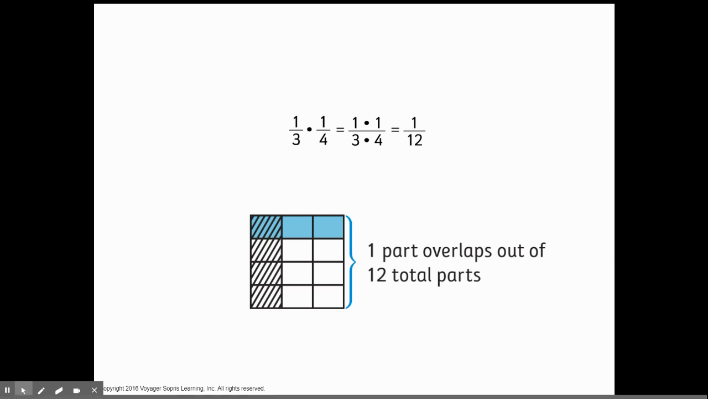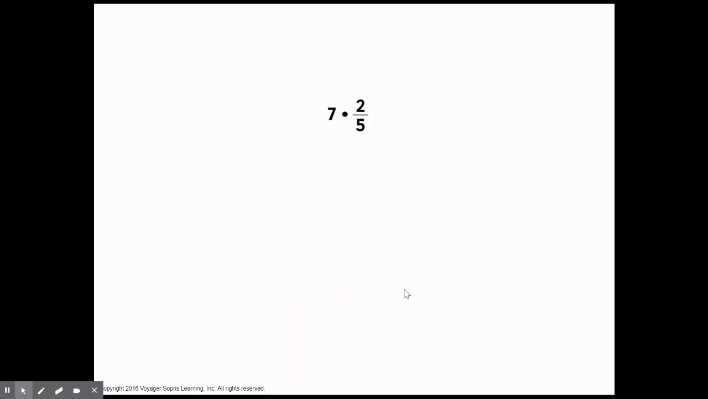When we multiply by a whole number, the area model is not easy to use to check your answer. We need to convert the whole number to a fraction and multiply across. Remember, the unwritten denominator of every whole number is 1. We substitute the whole number with the fraction. Now we can multiply as we did before. Multiply across the numerators and the denominators. The answer is 14/5.